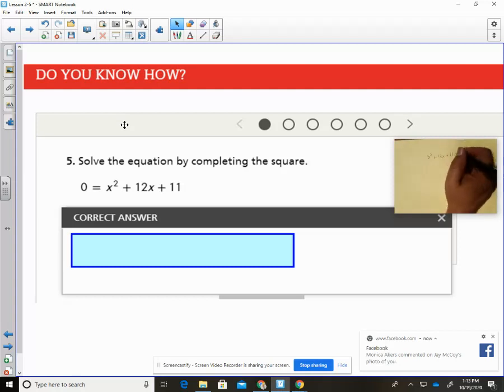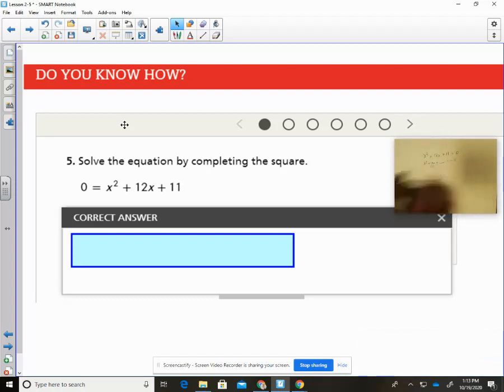Now I probably wouldn't complete the square here, because the factors of 11 add up to 12, right? I don't have to, but they want us to do it by completing the square. So that's x squared plus 12x plus something equals negative 11. Half of 12 is 6. 6 squared gives me 36. Since I'm adding 36 to the left, I have to add 36 to the right.